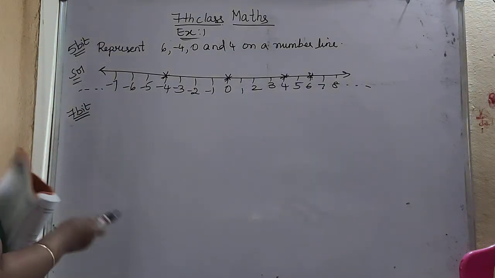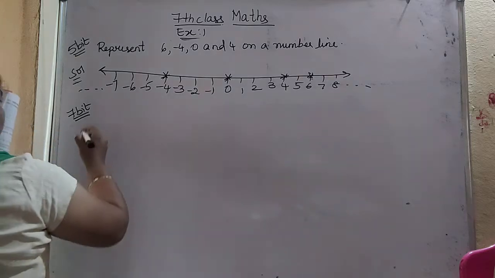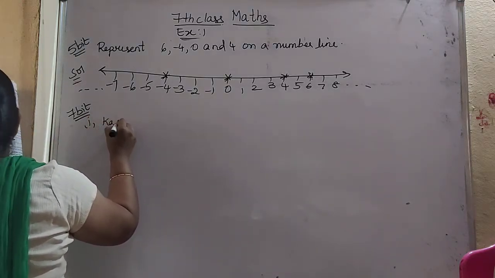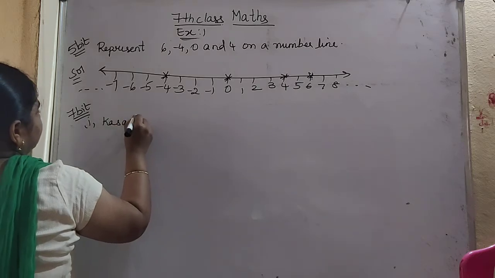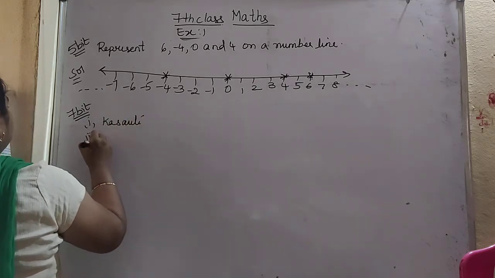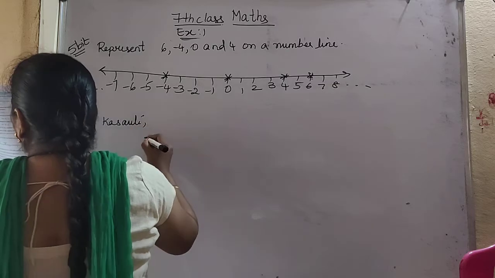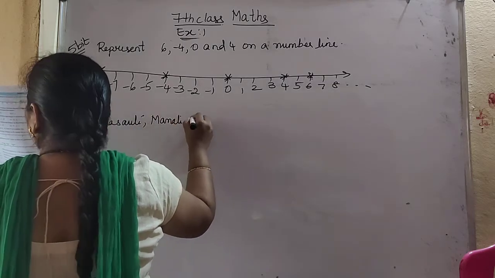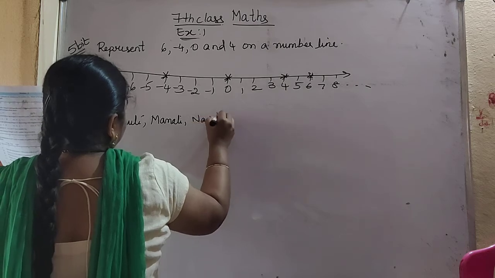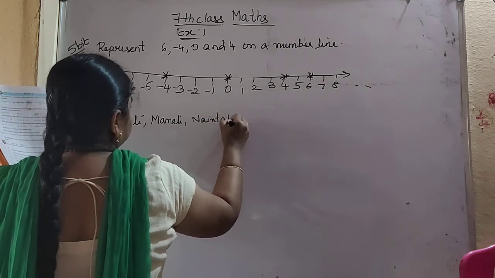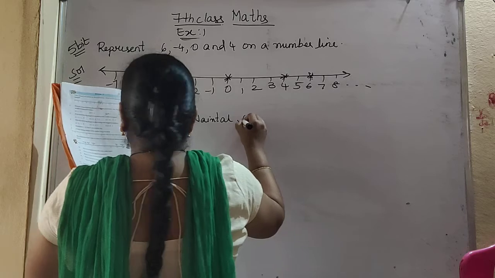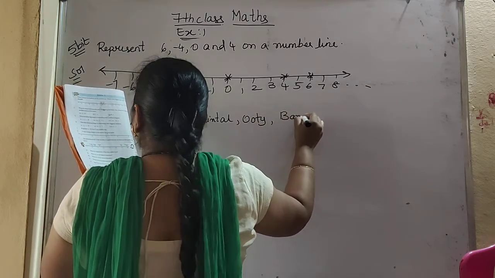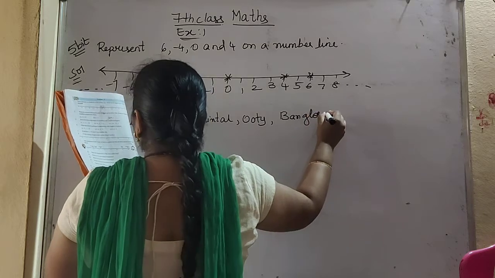First is, so first question answer is Kasauli. Next is Manali, Nainital, Ooty and Bangalore. So these they have marked on a number line.